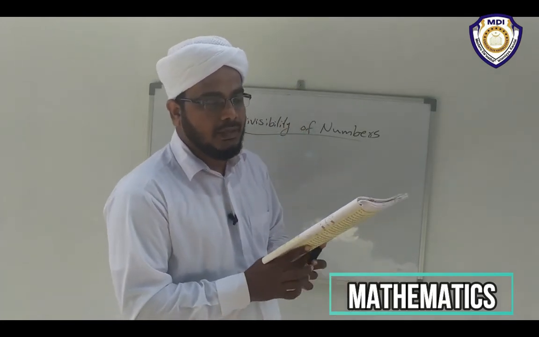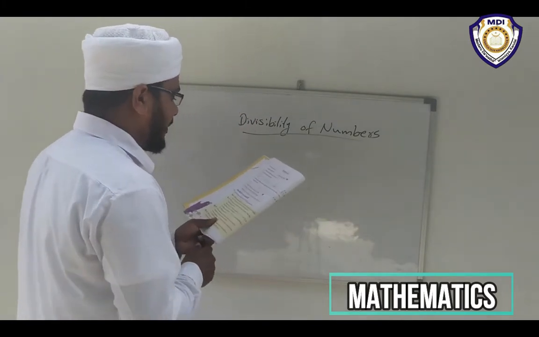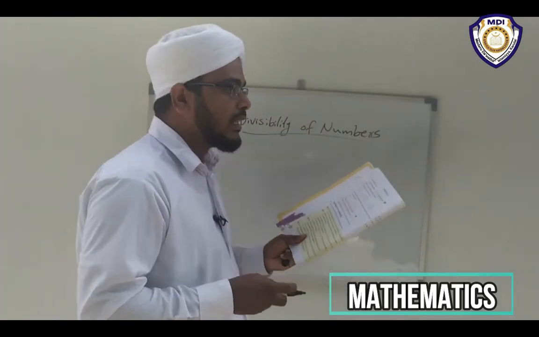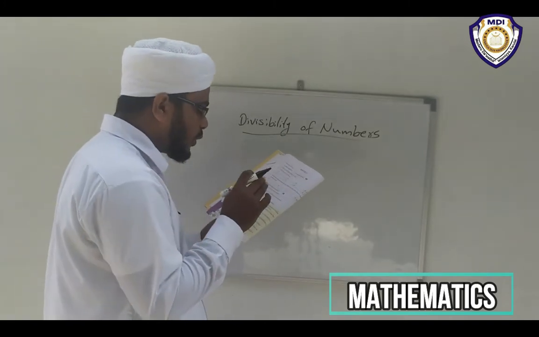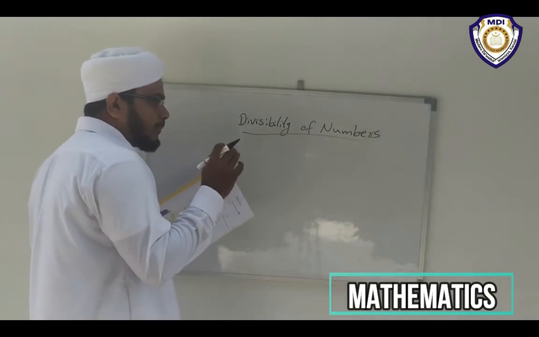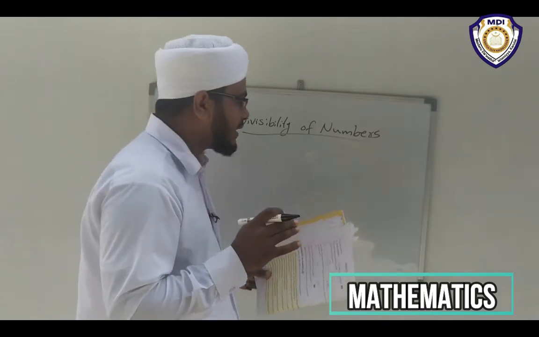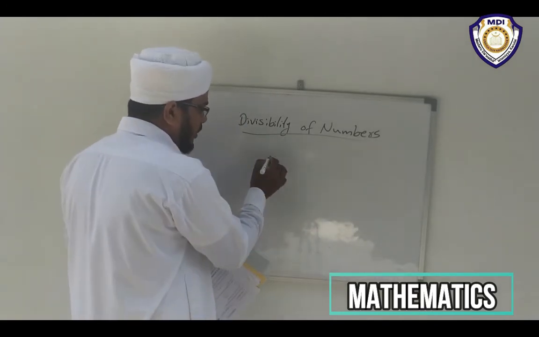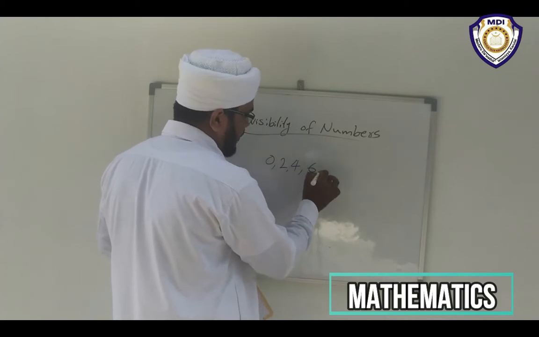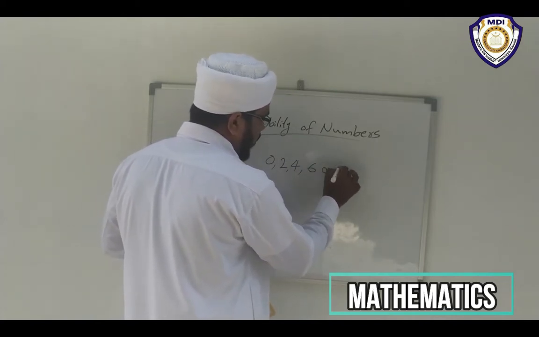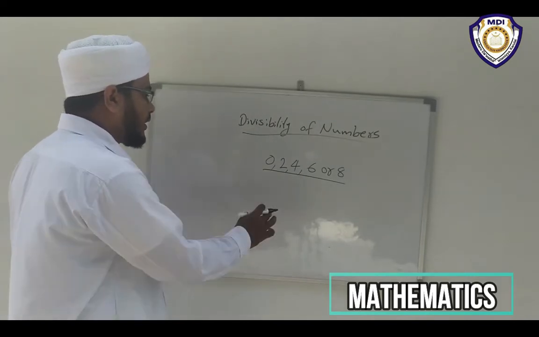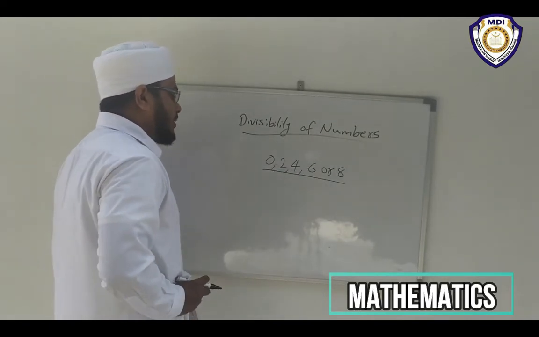For example, please listen here. If we get any number, to check whether it is divisible by 2, first and foremost we have to look at the ones place of that number. It should be 0 or 2 or 4, 6 or 8. Please listen here. Basic even numbers.